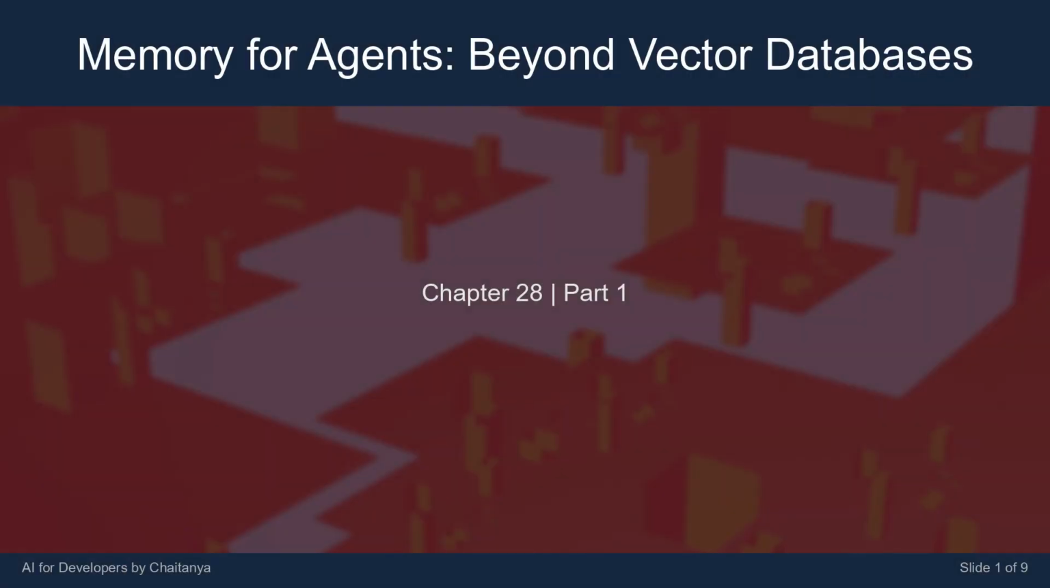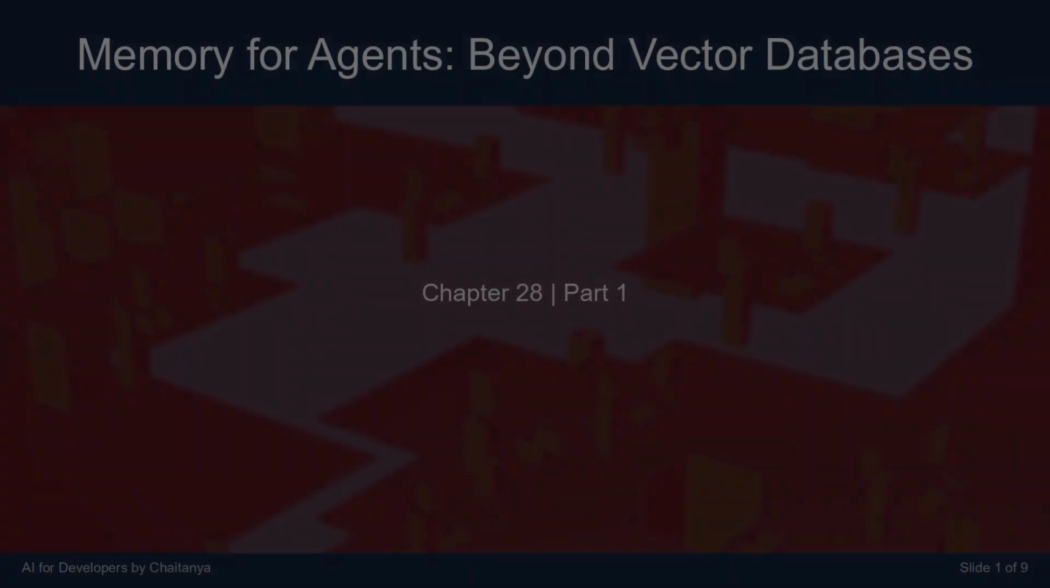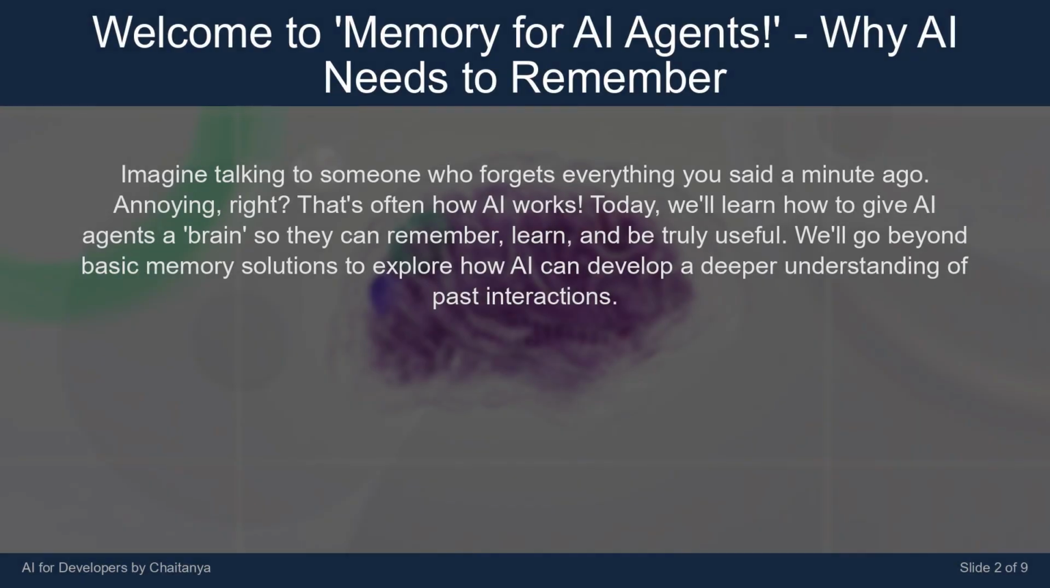I'm Chaitanya talking bot. Today's lesson is titled Memory for Agents: Beyond Vector Databases. Imagine talking to someone who forgets everything you said a minute ago. Annoying, right? That's often how AI works. Today, we'll learn how to give AI agents a brain so they can remember, learn, and be truly useful. We'll go beyond basic memory solutions to explore how AI can develop a deeper understanding of past interactions.